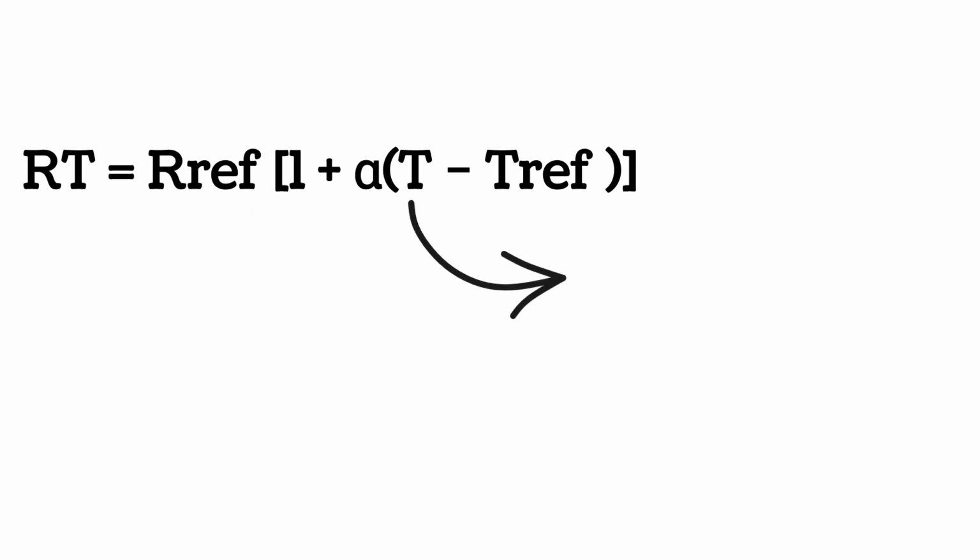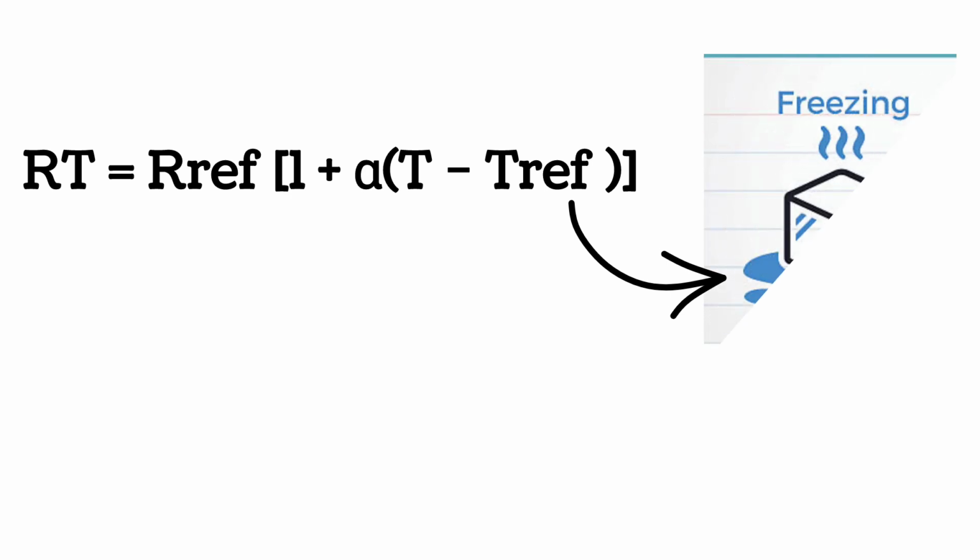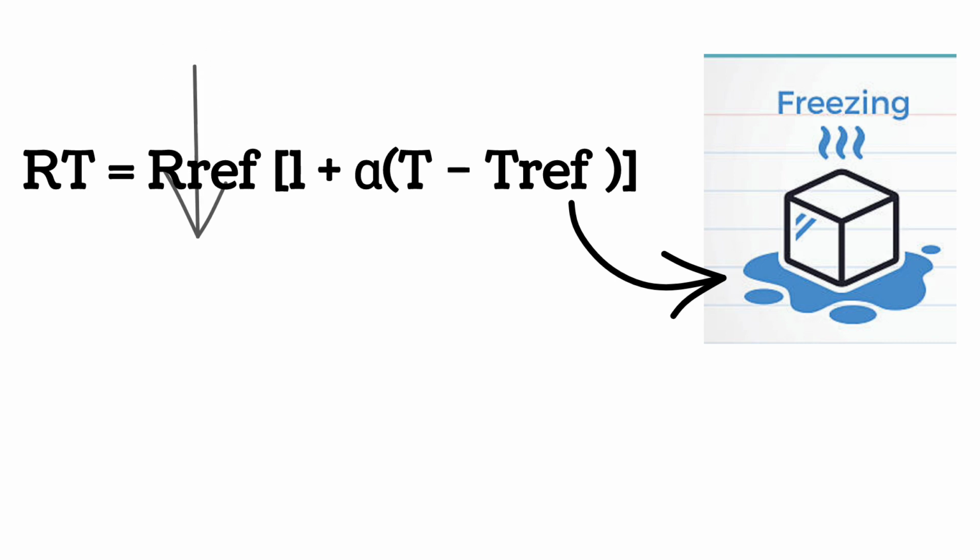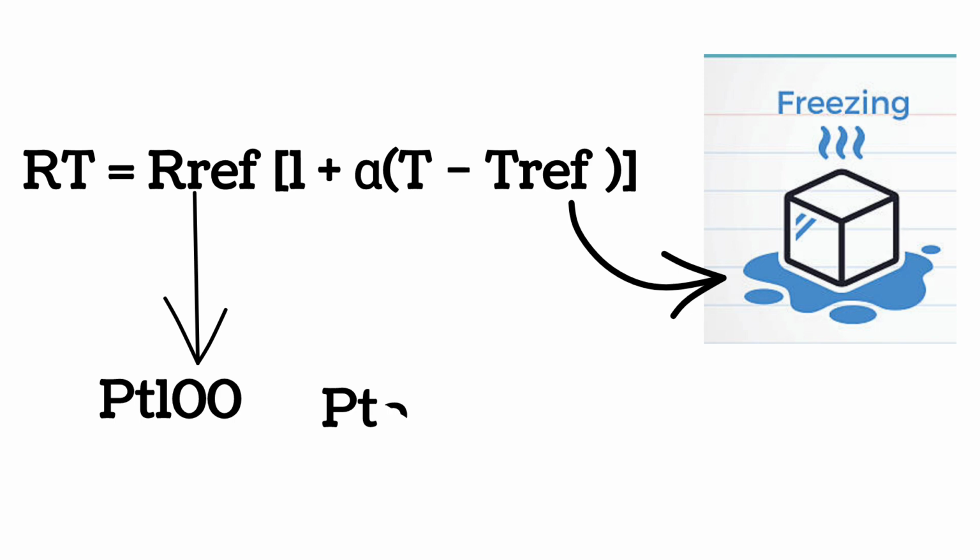In order to get clarity about this, see the formula which we discussed earlier. Here we have two reference values. One is the temperature reference value. Normally the reference temperature is fixed as the water freezing point, that is 0 degrees centigrade. And the second one is R reference, which is the resistance of the RTD at 0 degrees centigrade. In this we have three main types of RTD. They are PT100, PT500, PT1000. In this, PT stands for platinum and the value represents the resistance value at 0 degrees.